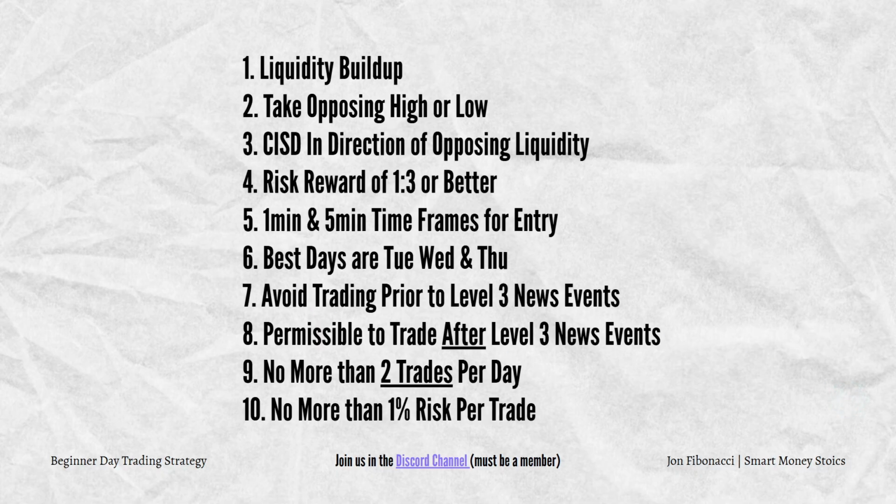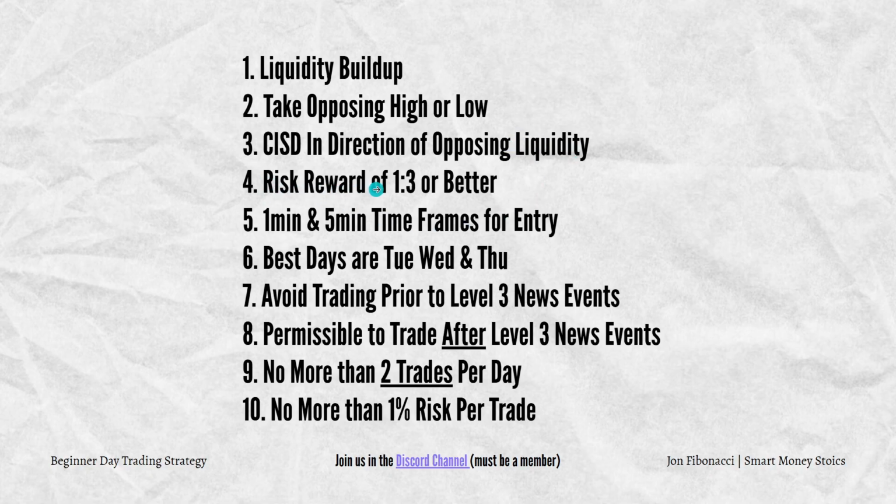So again, just for a quick recap, we want to wait for liquidity buildup. We want to see the market then take an opposing high or a low. If we have a liquidity buildup of highs, we want to see the market go lower first. If we have a buildup of lows, we want to see the market go higher first to then go lower. We want to wait for a shift in the state of delivery in the direction of opposing liquidity after the high or low has been taken. Liquidity buildup, take a high or a low, and then get a shift in the state of delivery in the opposing direction of the liquidity.